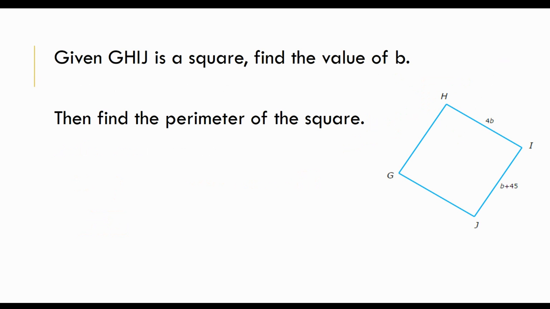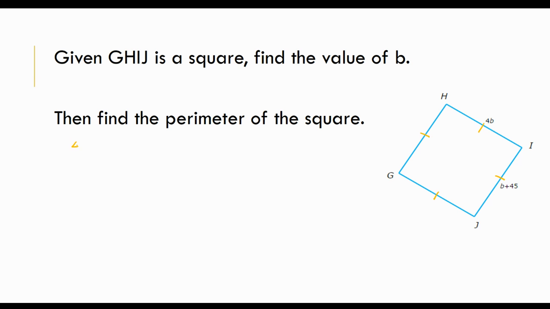All right, let's look at a square. So we're given GHIJ to be a square. We want to find the value of b. So notice that we are given 4b to be one side and b plus 45 to be the other. We're first talking about finding b. Well, b is dealing with sides of a square. And if we looked at our properties, at our checklist, when we're looking at a square, one of the things is that all the sides of a square are congruent.